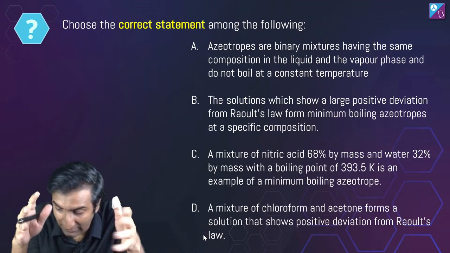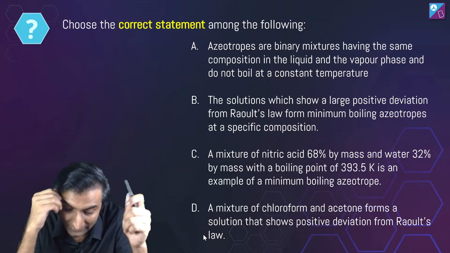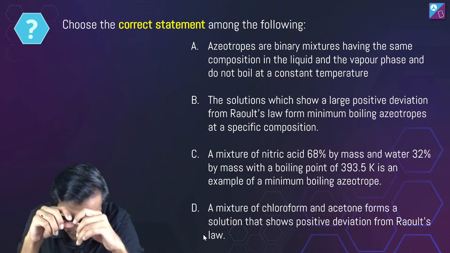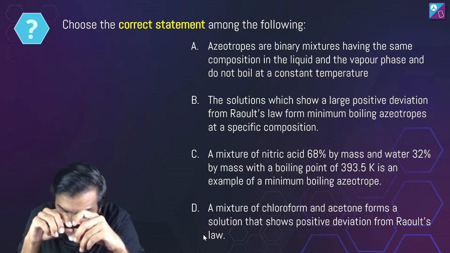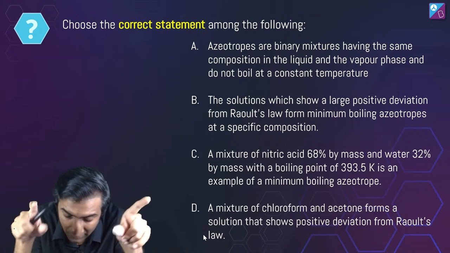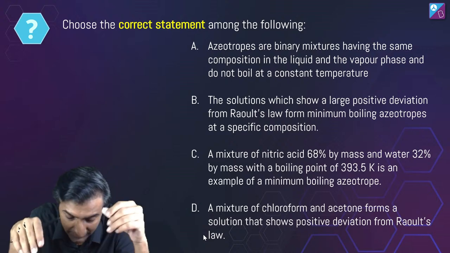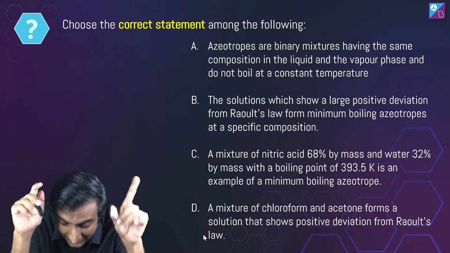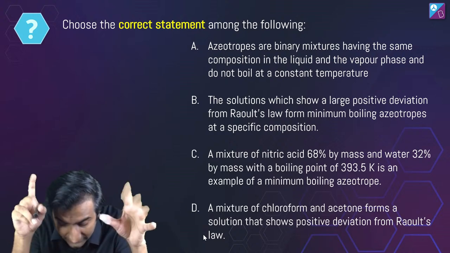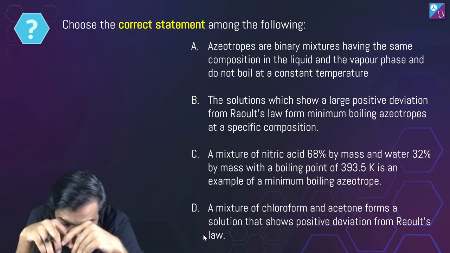Let's figure out the correct statement among all of these. Azeotropes are binary mixtures having the same composition in the liquid and the vapor phase and do not boil at a constant pressure. Temperature. This seems wrong. Solutions which show a large positive deviation from Raoult's law form minimum boiling azeotropes. Oh, this came directly from theory. One of these looks like it is true. A mixture of nitric acid 68% and water 32% by mass at the boiling point is an example of minimum boiling point azeotrope. Okay, this could also be B or C, any could be right.